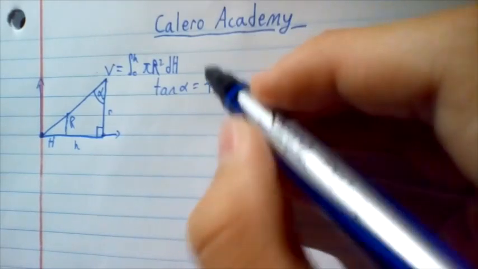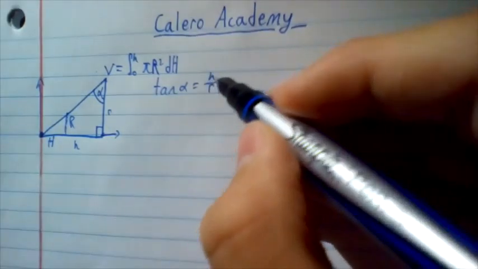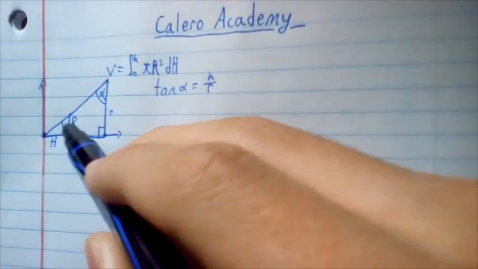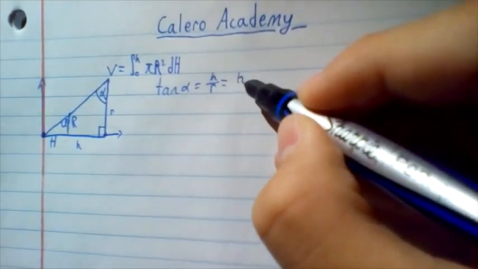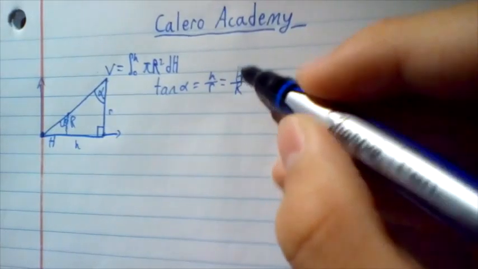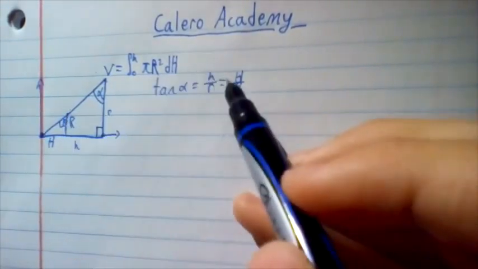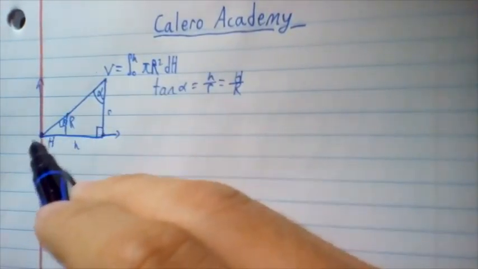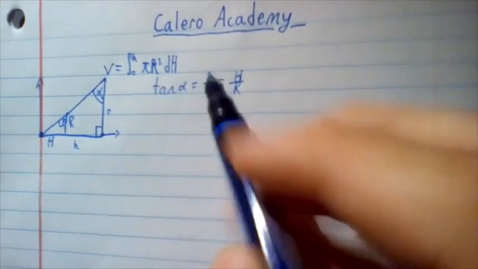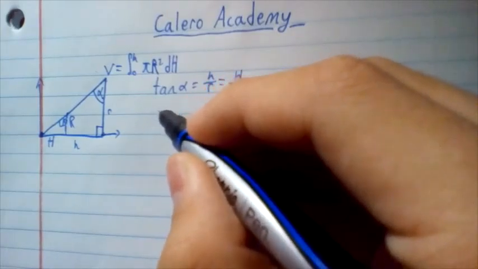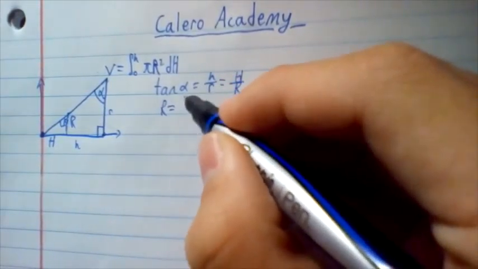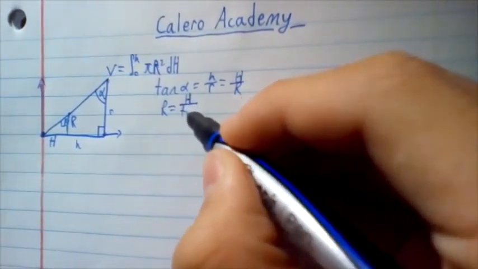But it's not only equal to h on r. If we look closely, this is also going to be equal to cap H over cap R. Any arbitrary cap R and its corresponding cap H will be in this equation. So what we can do is we can get cap R by itself. Cap R is equal to cap H on tan alpha.